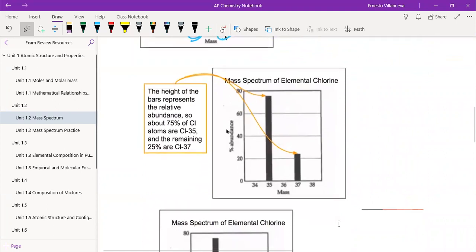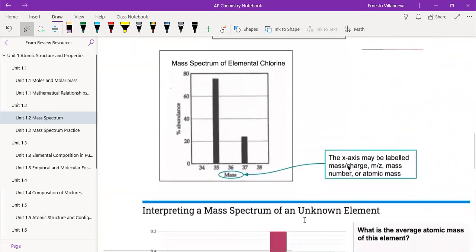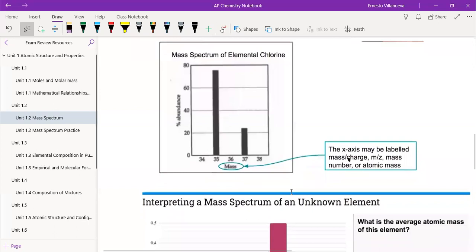So here, and this is exactly what we just did. The height of the bars here represent exactly what we just did, 75%, 25%. The other thing about the mass spectrum is it can either be mass, mass per charge, mass number, or atomic mass. You just have to pay attention to what it is. The work's not going to change much, but you just might see a slightly different unit.